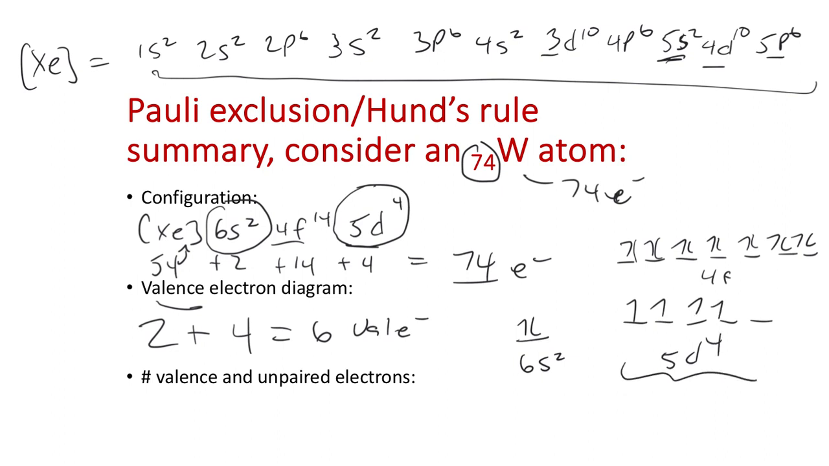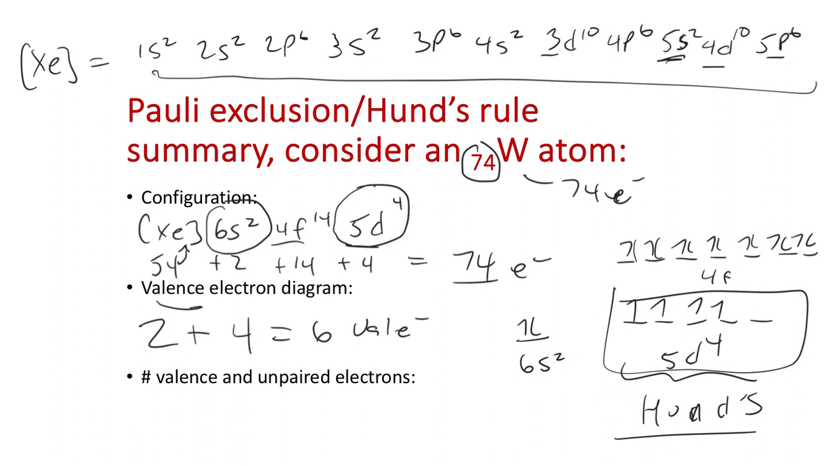That's Hund's rule. So we try to use Hund's rule, maximize the spin when filling into orbitals that are of the same energy. And then we can get a maximum of 5 spin paired electrons into a d subshell, then we have to start spin pairing after that. So we have 4 unpaired electrons, and we have 6 valence electrons.